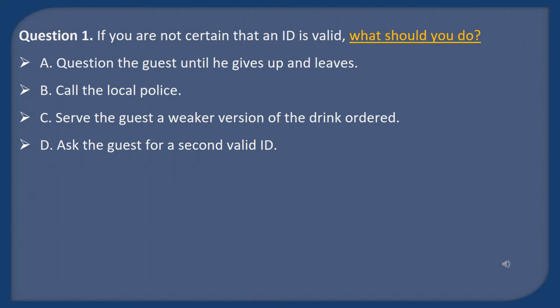Question 1. If you are not certain that an ID is valid, what should you do? A. Question the guest until he gives up and leaves. B. Call the local police. C. Serve the guest a weaker version of the drink ordered. D. Ask the guest for a second valid ID.